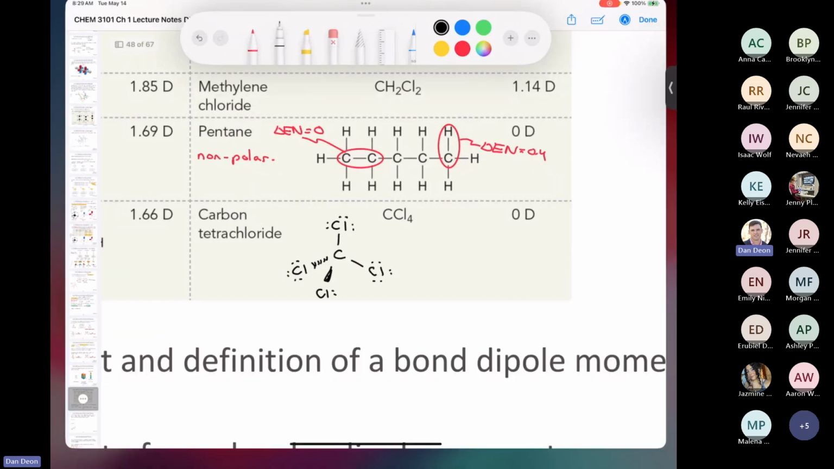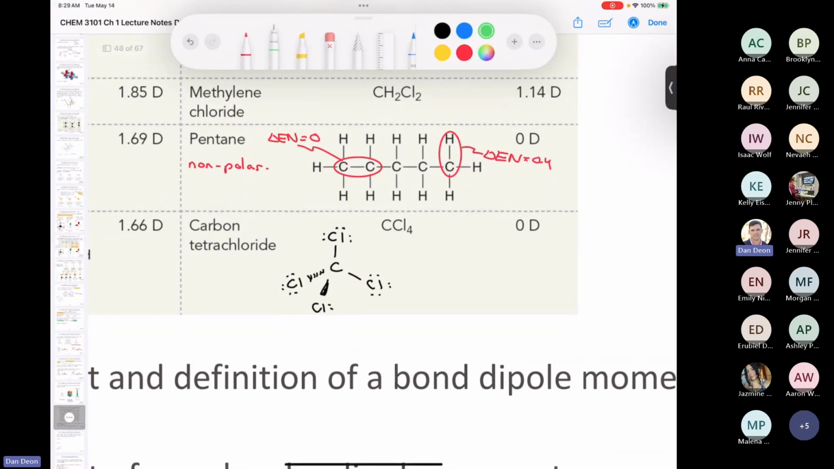So we know that there are polar bonds in this molecule. But could anybody answer me in just a quick way and tell me why this molecule is nonpolar? And again, it's not a trick question. It's not because of the geometry. It's because the dipoles cancel. Exactly. It's because the dipoles cancel.